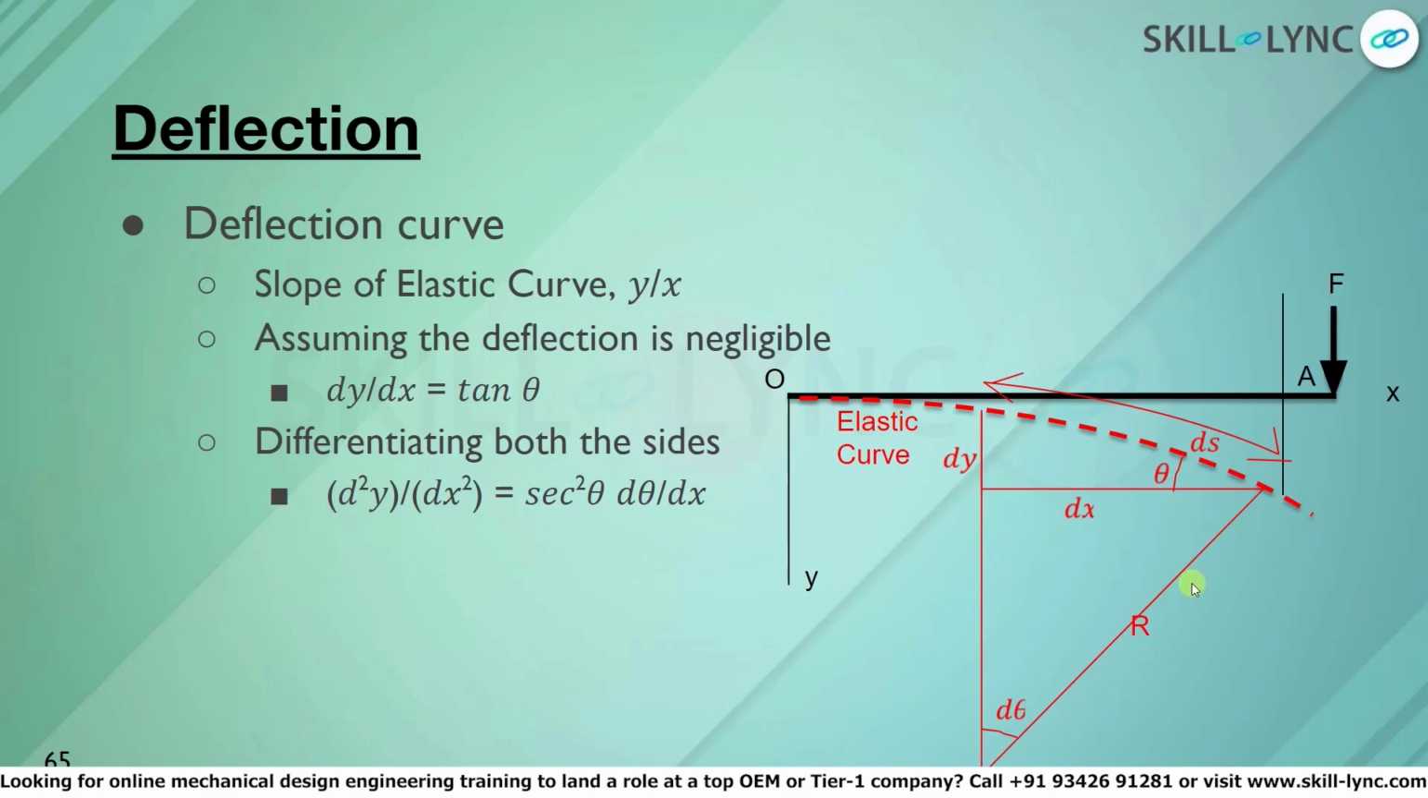Let us assume that the deflection in the beam is negligible. Thus, the radius of bending is as shown. The deflection is delta, which is a very small value since the deflection is negligible. Knowing that, we can now calculate tan theta, which is equal to the opposite side dy divided by the adjacent side dx. When we differentiate both these sides, we get d square y divided by dx square, which is equal to secant square theta d theta by dx.